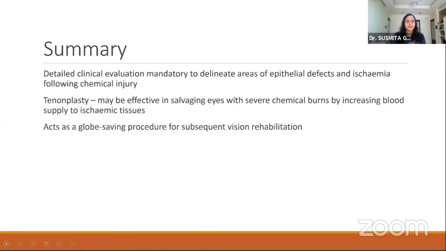So to summarize, detailed clinical evaluation is mandatory to delineate areas of epithelial defect and ischemia following chemical injury. Tenonplasty may be effective in salvaging eyes with severe chemical injury by increasing blood supply to the ischemic tissues, and it acts as a globe saving procedure for subsequent visual rehabilitation. Thank you very much.